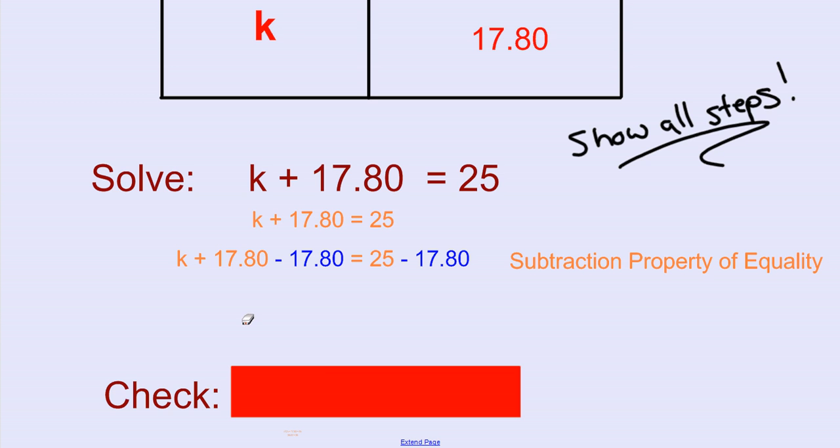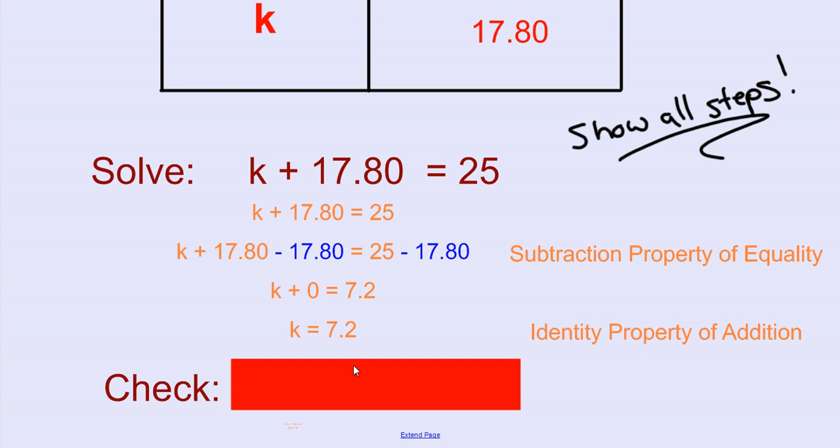Moving on. Evaluate or simplify. We get this. Final step. This, because what tells us that K plus 0 is the same as K? Identity property of addition. Okay, and always, always, always check your answer because we all make mistakes, even teachers do.